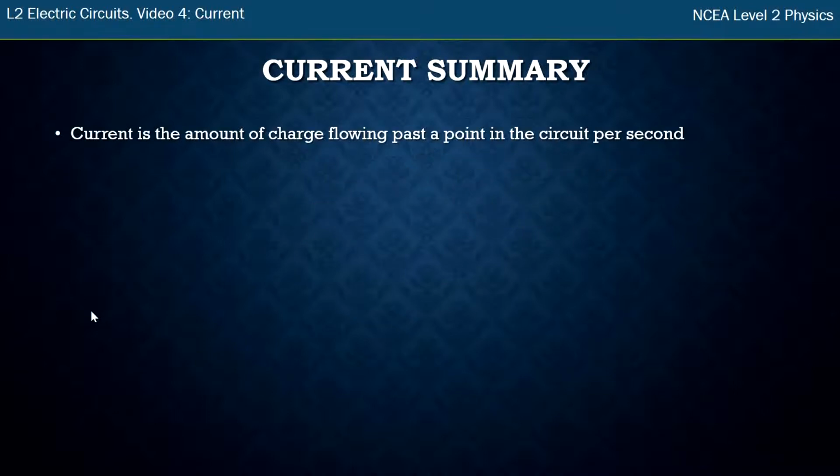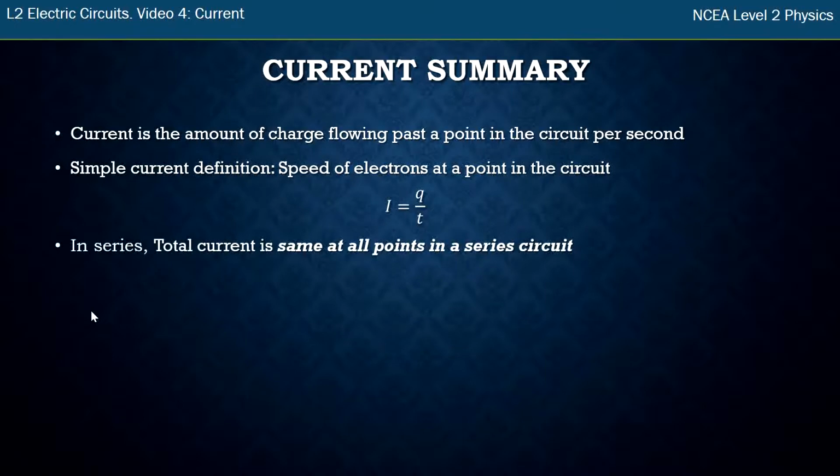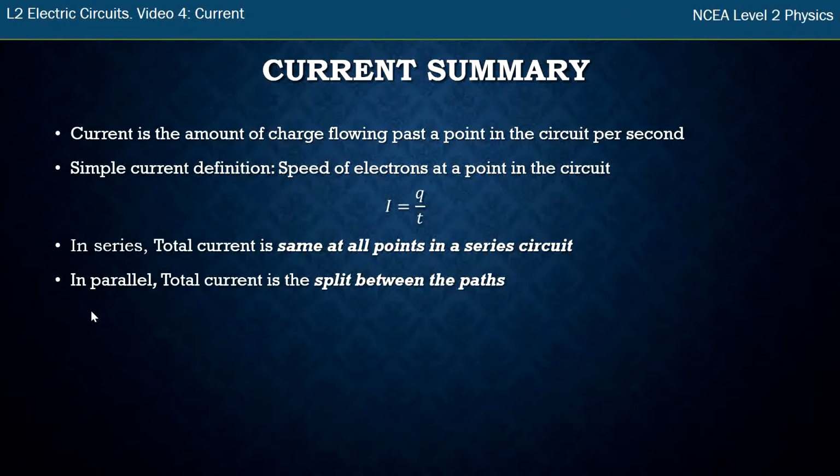So in summary, it's the amount of charge flowing past. I really simplify in my head and just say the speed of the electrons. If the electrons are flowing faster, we've got a high current. If the electrons are flowing slower, we've got a low current. The formula is the definition, it's charge per second, and the symbol for current is I. And in series, the total current is the same at all points, and in parallel, the total current is split and it adds up to the total.